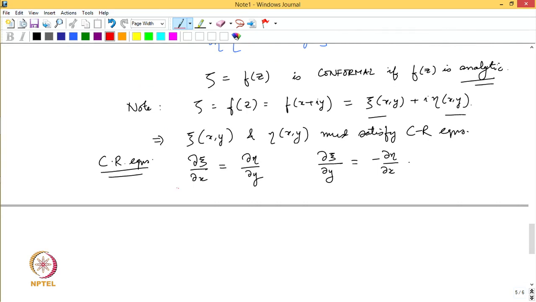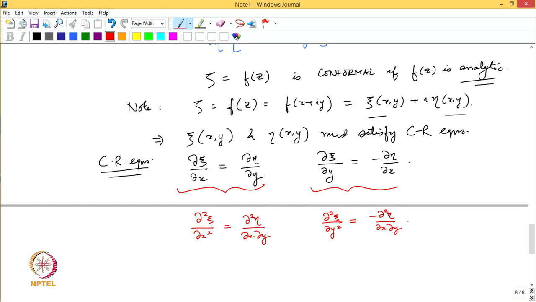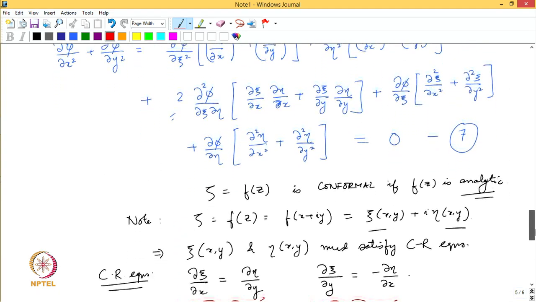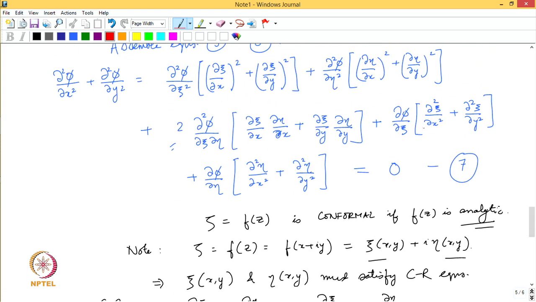So, for instance, if I invoke the first identity, then I can take a second derivative of this with respect to x. So, I will have d2 xi dx square to be d2 eta dx dy. And if I take a second derivative of the other with respect to y, we will have d2 xi dy square to be minus d2 eta dx dy. And I could merely add these two now to get that d2 xi dx square plus d2 xi dy square is 0. So, for our analytic function, d2 xi dx square plus d2 xi dy square is 0, which means we do not have this contribution showing up in equation 7. This will go to 0.